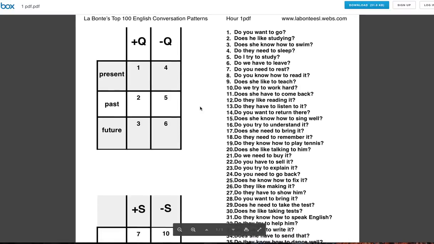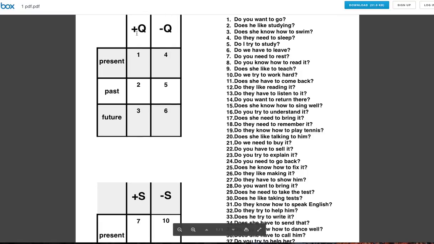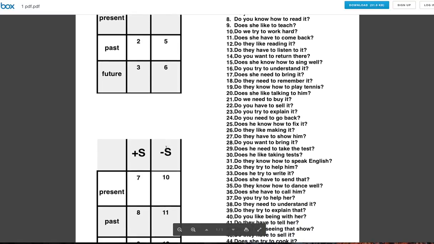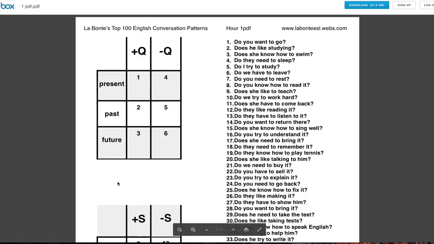There's only 12 variables in any pattern. You have a positive and a negative question, and it's in the present, past, and the future. And then you have a positive sentence and a negative sentence in the present, past, and future. So I give them this in the positive sentence. Do you want to go? Then they need to make it here. Did he want to go? Will he want to go?